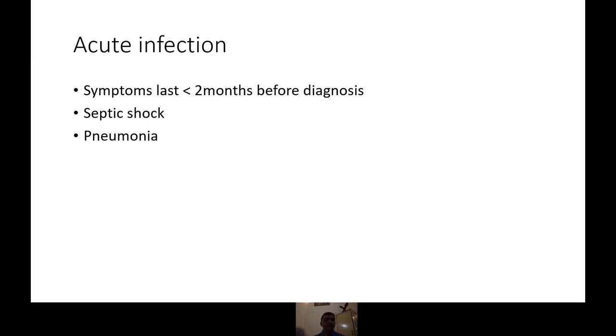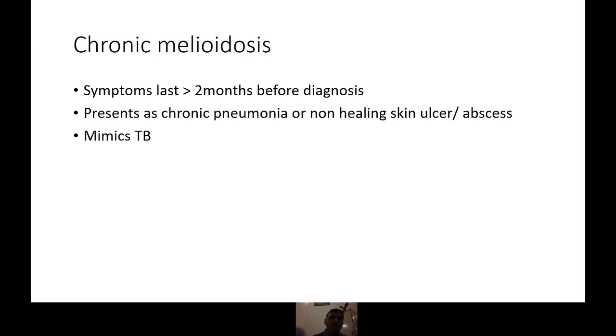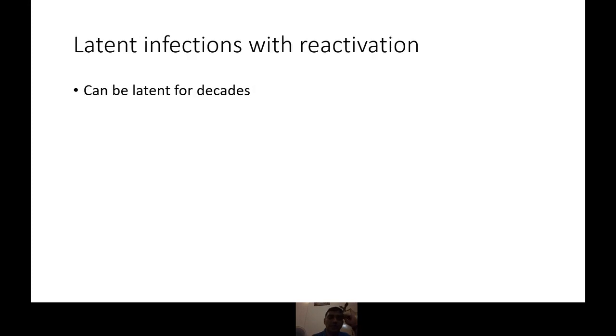So the acute infection is generally defined as symptoms of less than 2 months duration. They usually present as either septic shock or severe pneumonia, but there can be other presentations also, but these are the two commonest ways the patient can present in the acute stage. Chronic infections are symptoms going on for more than 2 months before a diagnosis is made. They generally present as chronic pneumonia, just like TB. Also they can present as skin ulcers, abscesses. And of course, as I mentioned, latent infections can be there for decades and decades before the patient becomes symptomatic.